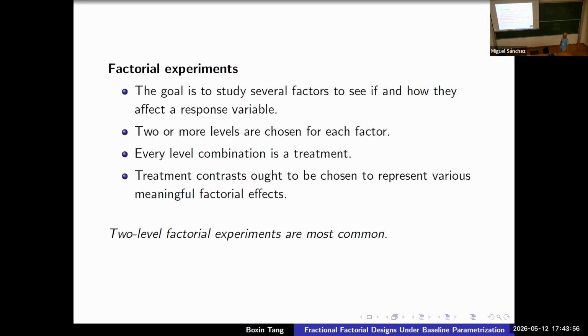And when you have several factors, each factor has several levels, and every level combination can be regarded as a treatment. Right? And we want to choose the treatment contrasts so that they represent various meaningful factorial effects, right?